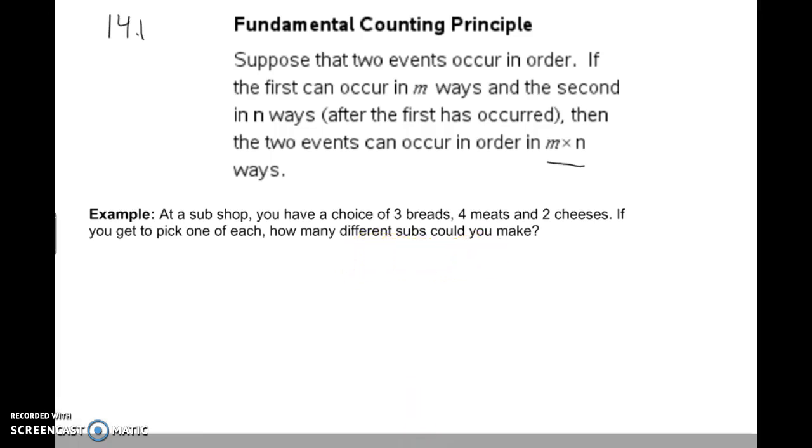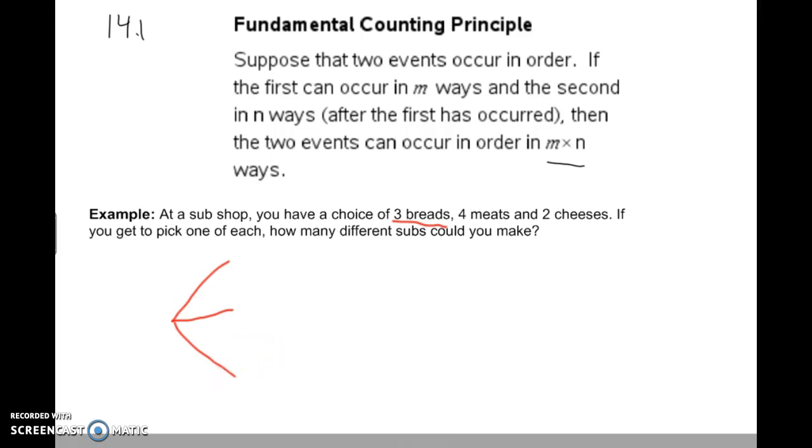Subshop, you have three choices of bread. So you first choose your bread. So you have a choice of three breads. So I'm going to draw a tree diagram. These are branches of the tree to indicate your three choices. So maybe one of these is rye bread, white bread, and wheat bread or something like that. You have three choices of bread.